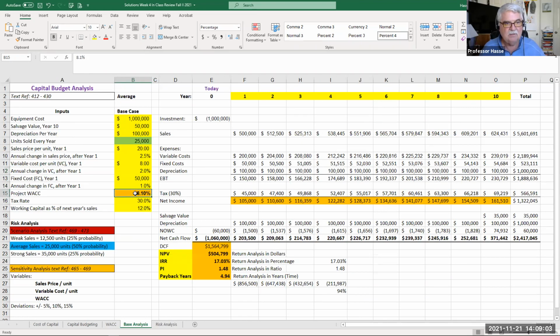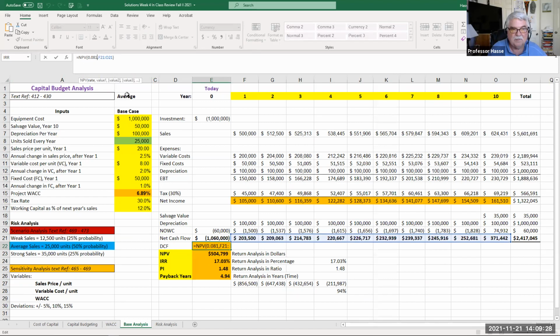Remember, 8.1 is our number here. So we're going to take that number and multiply it times 0.85, and we get 6.89%. That's a 15% reduction in our cost of capital. So now we have to take this percentage and insert it down here into our discounted cash flow formula, where we use the original 0.81%.